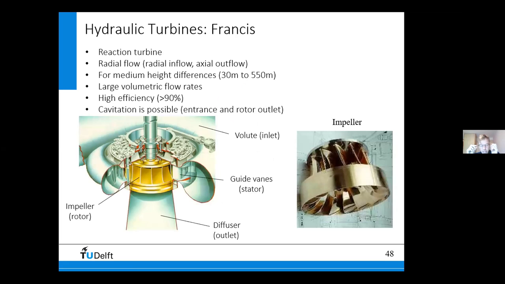Francis is a reaction turbine, so also most of the pressure is converted into power in the wheel. It's normally a radial inflow, axial outflow, a kind of mixed flow rotor. It's for medium to high head, large volumetric flow rate, high efficiency, and of course cavitation is also possible because in such a rotor the flow is accelerated. So you also have guide vanes. They let the flow in, and it's a radial in, axial out turbine.